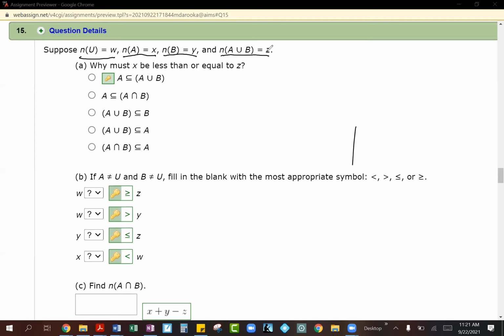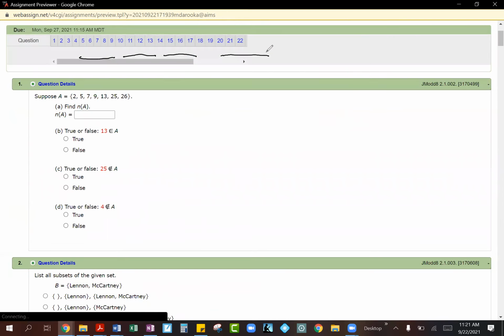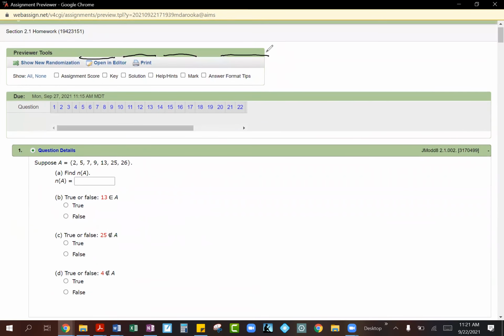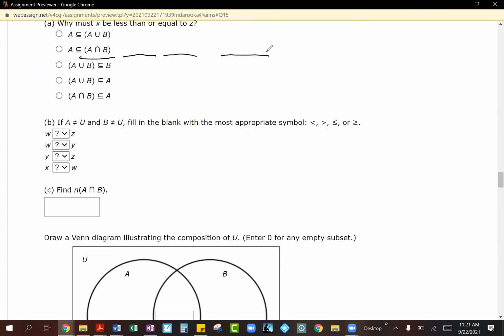I think it was trying to show us the answer, but we don't want that. So let's go back down to number 15.